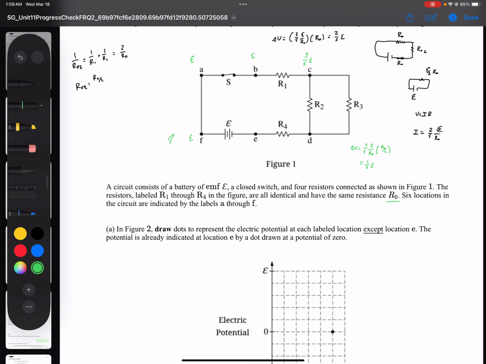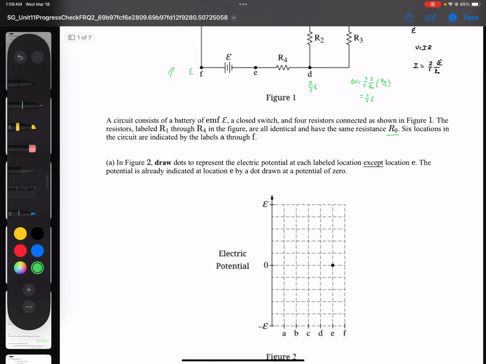So now it's going to drop 1/5 epsilon. So it goes from 3/5 epsilon to 2/5 epsilon. And that's the value of the potential at point D. It's then going to drop another 2/5 epsilon to reach 0 volts, which is the potential of the negative terminal of the battery. All right, so let's label all these points.